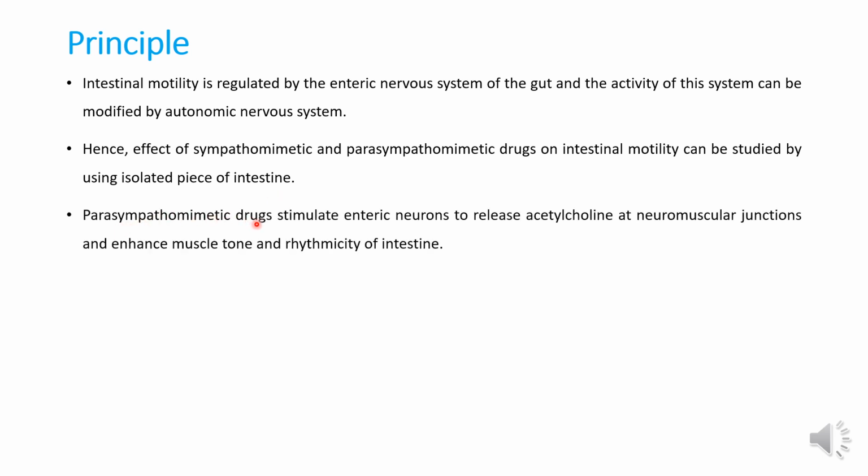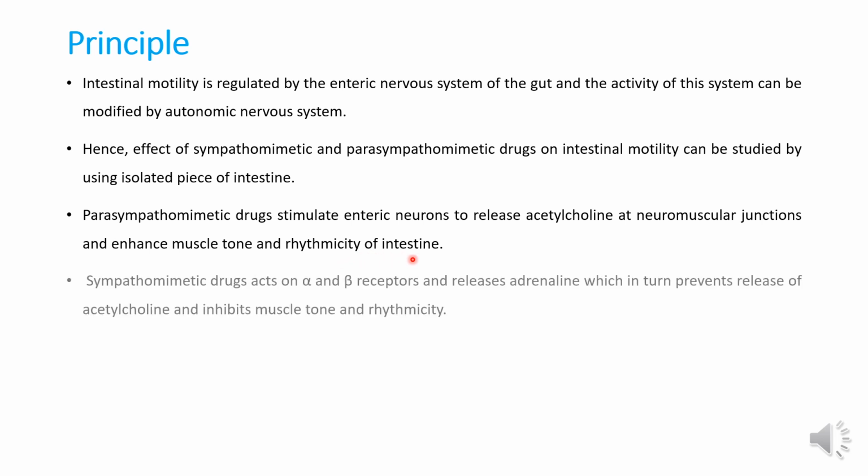Parasympathomimetic drugs, or in other terms cholinergic drugs, stimulate the enteric neuron to release acetylcholine at the neuromuscular junction, and hence the muscle tone and the rhythmicity of the intestine is enhanced. The sympathomimetic drugs, which are basically adrenergic drugs, act on the alpha and beta receptors and release adrenaline, which in turn prevents the release of acetylcholine and inhibits the muscle tone and rhythmicity.